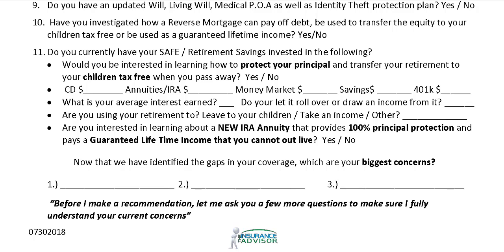You're going to leave it to a charity or something. I need to get all that information so I can have a better idea of how I can position them into the right annuity. And then the last part of that question, are you interested in learning about a new IRA annuity that provides 100% principal protection and pays a guaranteed lifetime income that you can't outlive? With all the fluctuations in the market right now, with all the uncertainty, people are looking for a safe way to protect their investment.